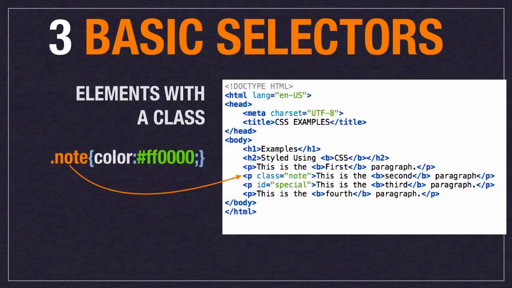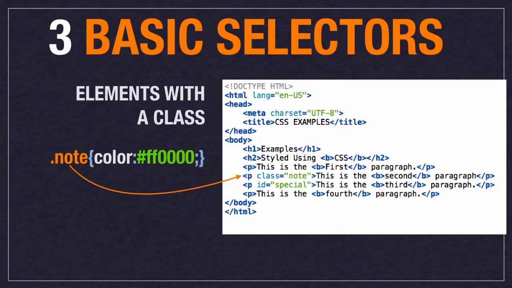So the second kind are elements with a class on them. Here I did the note class, and you notice it's slightly different how you write it in the CSS versus the HTML. In the HTML on the right, you see P space class equals note. That's giving it a class of note. On the left, to do it, you use the dot. So dot note means look for something with a class of note.